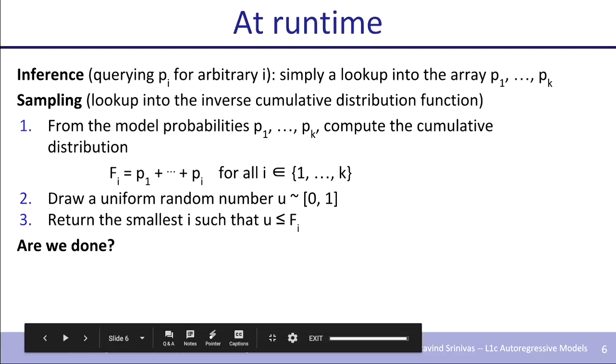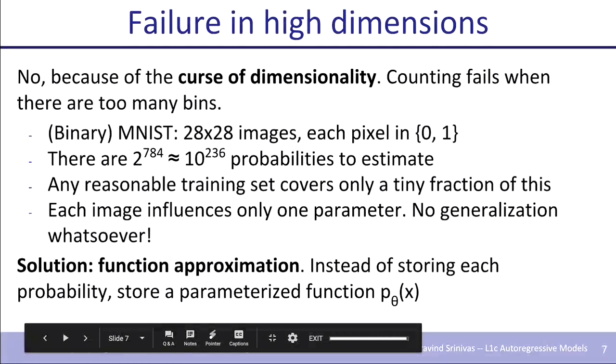Okay. So this is great. Now we have a likelihood-based generative model that we know how to fit with a very simple procedure, that we can sample from, and that we can make these probability queries with. So are we done? Is this the best model that we can ever make? You can probably guess that the answer is no. And it's because of the curse of dimensionality.